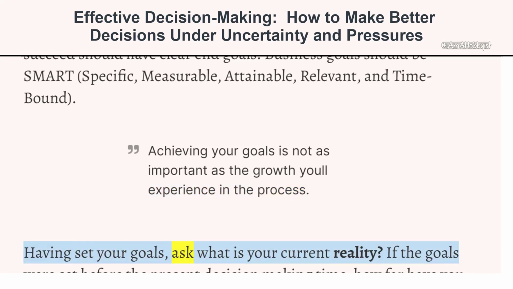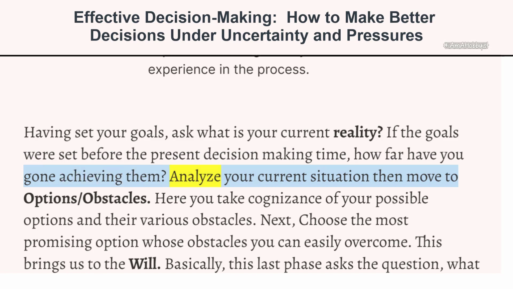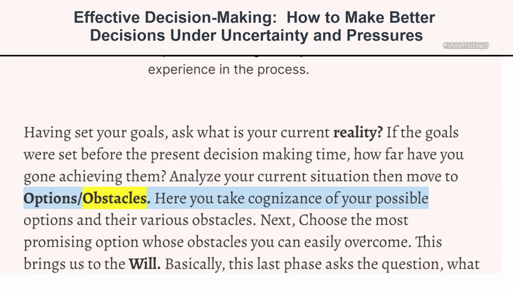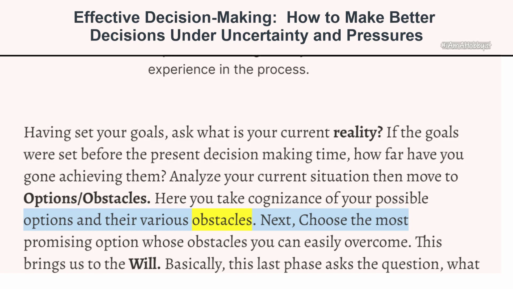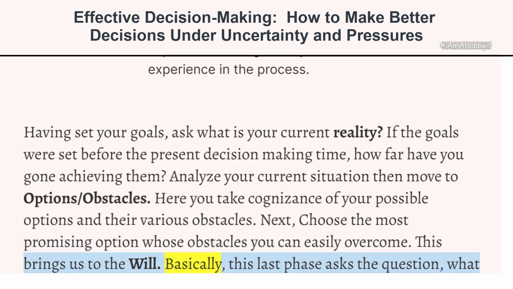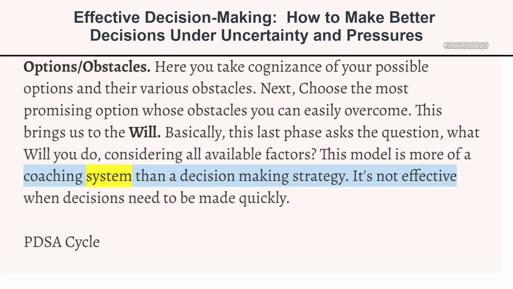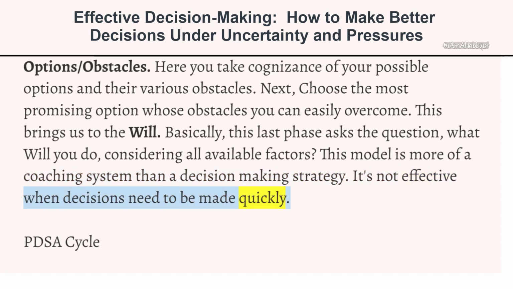Having set your goals, ask what is your current reality? If the goals were set before the present decision-making time, how far have you gone achieving them? Analyze your current situation, then move to options/obstacles. Here you take cognizance of your possible options and their various obstacles. Next, choose the most promising option whose obstacles you can easily overcome. This brings us to the will. Basically, this last phase asks the question, what will you do, considering all available factors? This model is more of a coaching system than a decision-making strategy. It's not effective when decisions need to be made quickly.